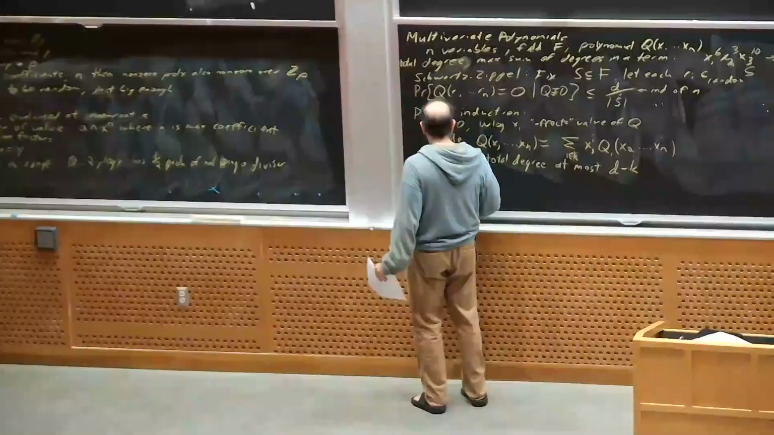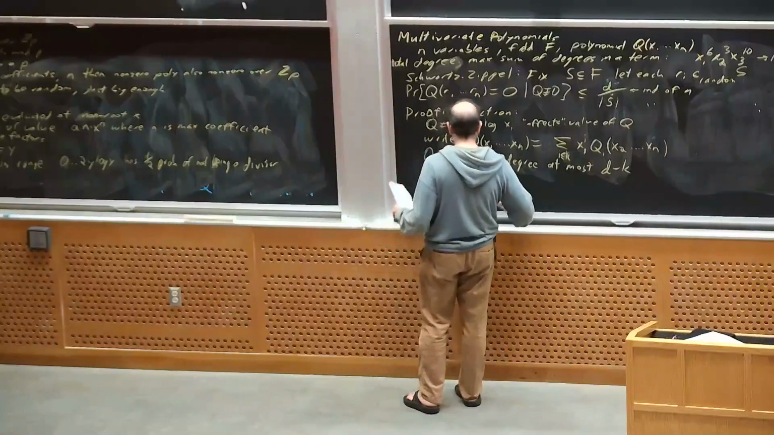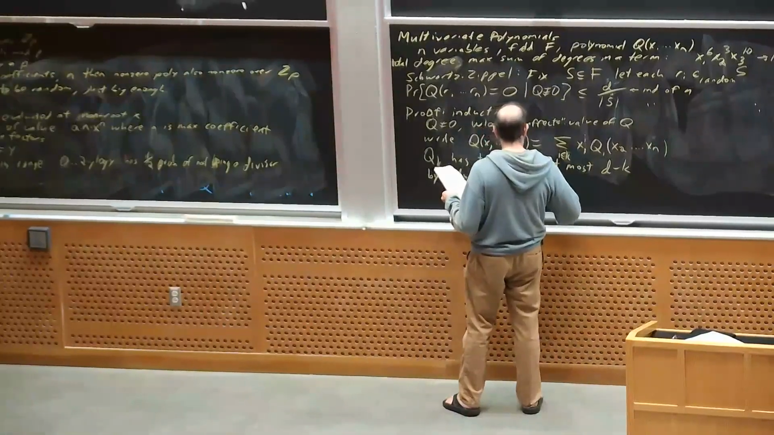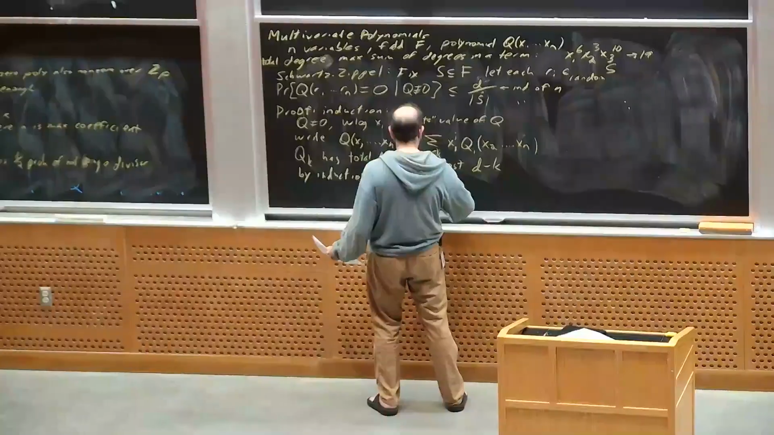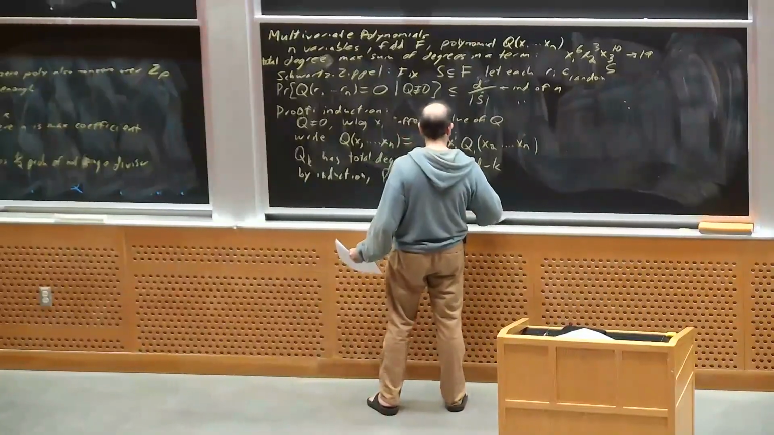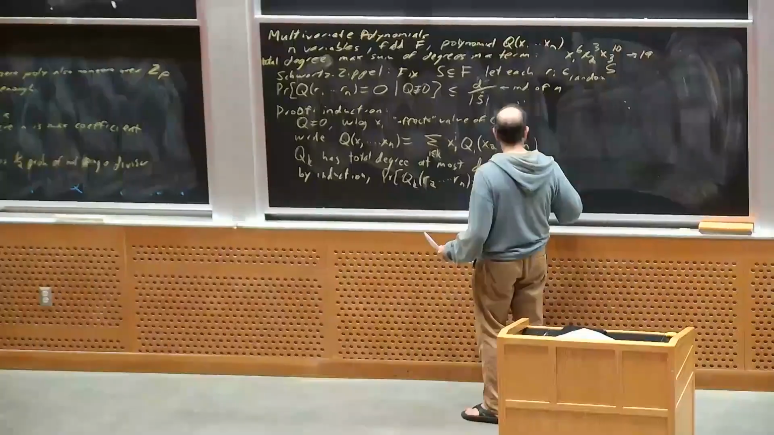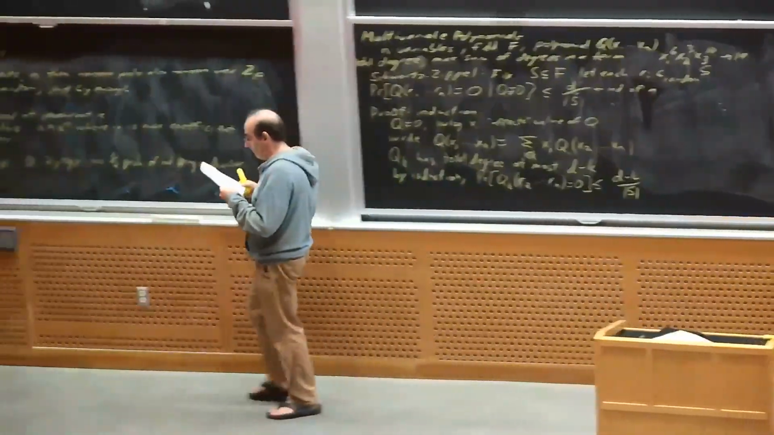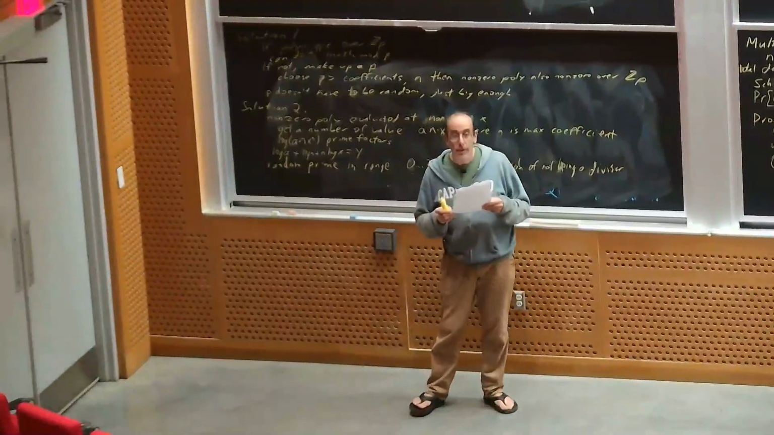Okay. By induction, the probability that qk of r2 through rn, plugging in the random values, equals 0 is at most d minus k over the size of S.